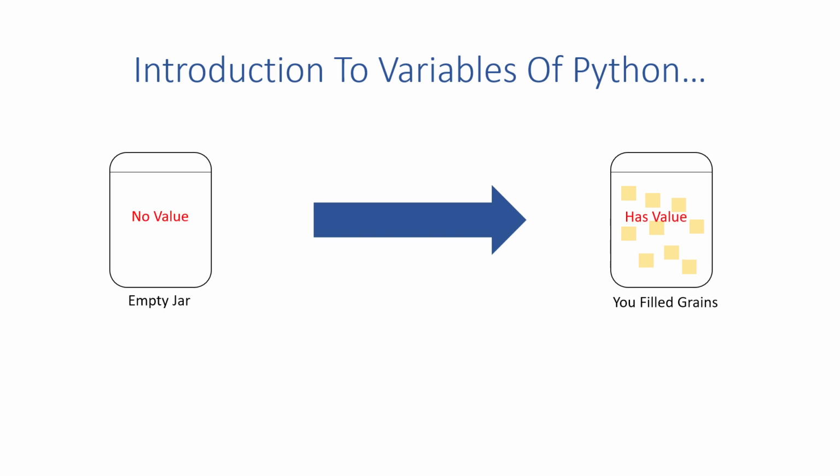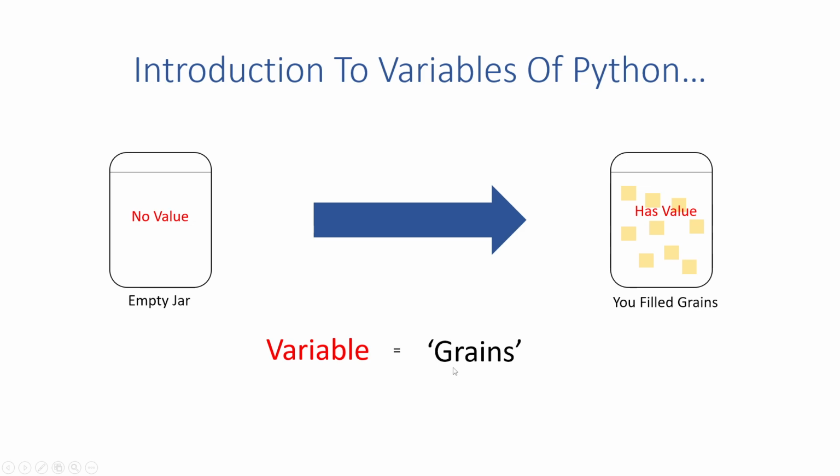Same like that, we have variables. As you can see on the screen, this variable is equal to grains. So imagine this variable is a jar and this jar has a value, grains. So this variable means grains.